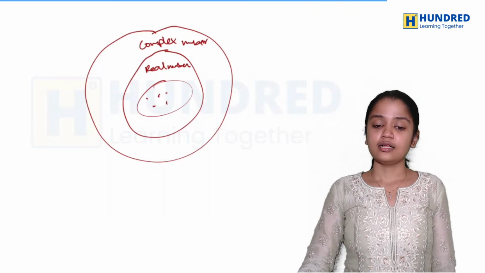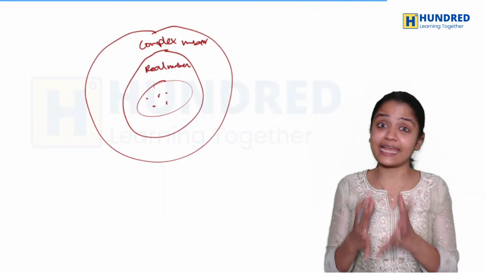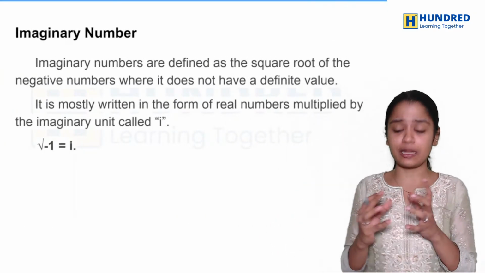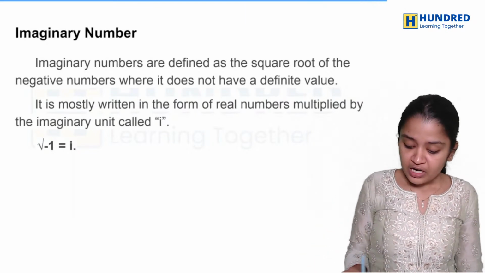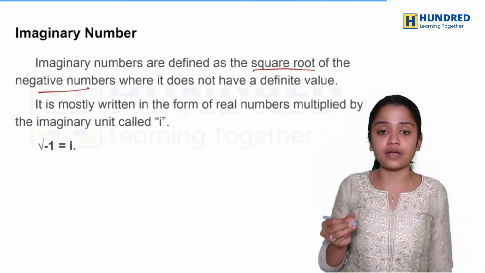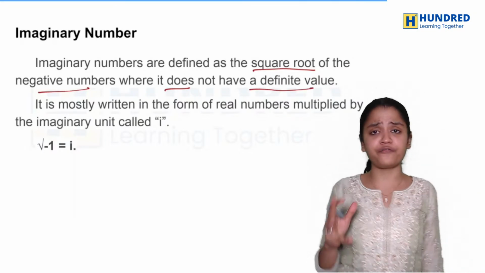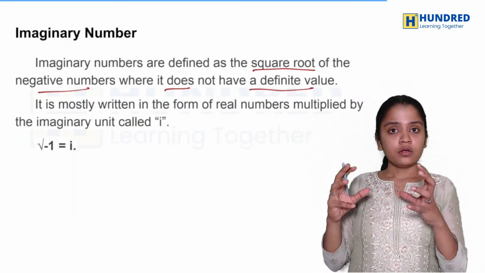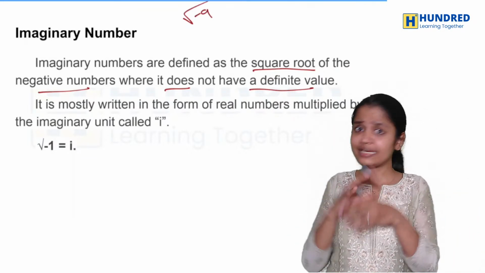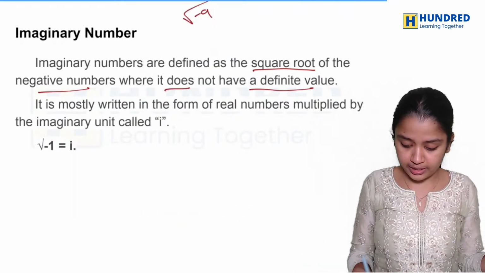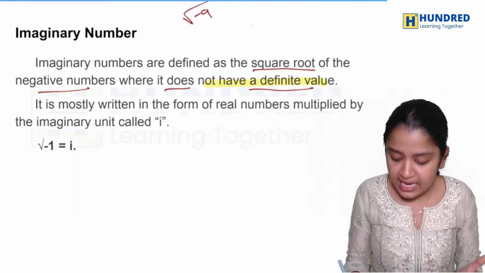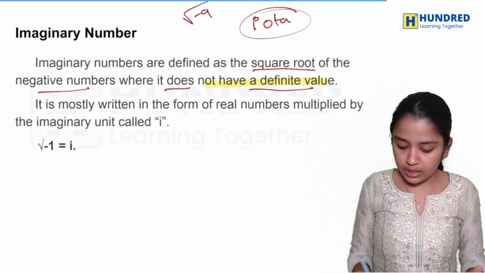Okay, so now let's go to the next one. As I already told you about the imaginary number, what is an imaginary number? The imaginary number is defined as the square root of negative numbers, which do not have a definite value. So basically, it is the square root of some negative number, and that negative number does not have any real value. This is very important. You can call this iota.